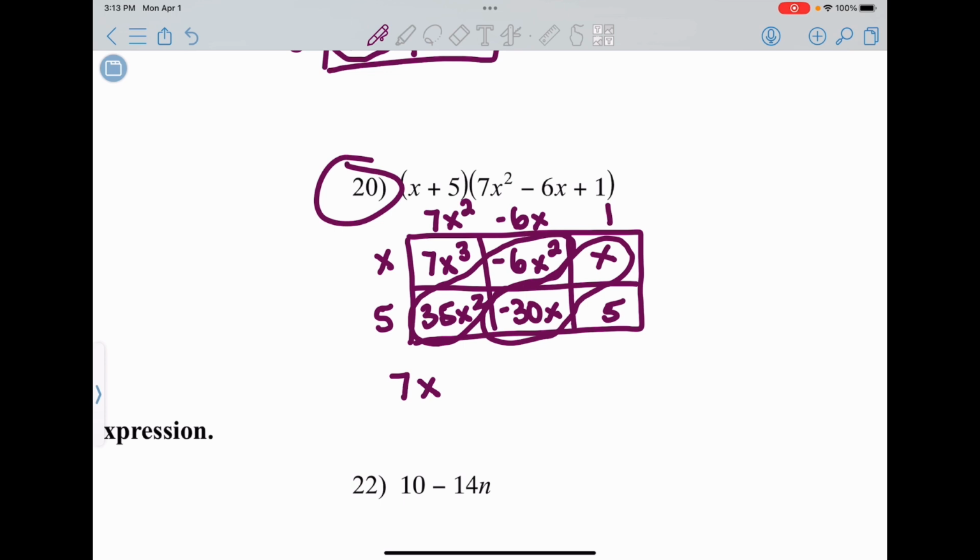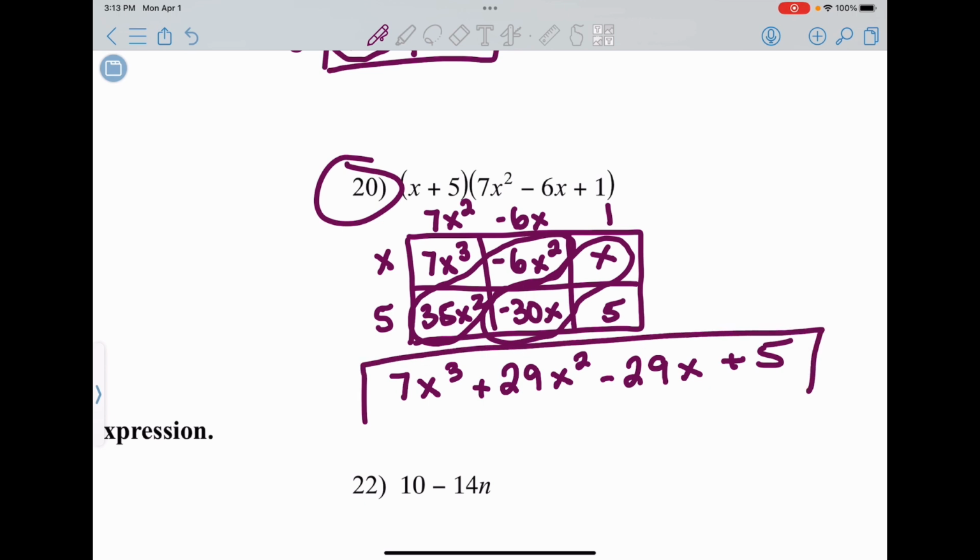So my final answer will be 7x to the power of 3, 29x squared, negative 29x plus 5. And that was multiplying polynomials. Next, we moved on to talk about factoring.